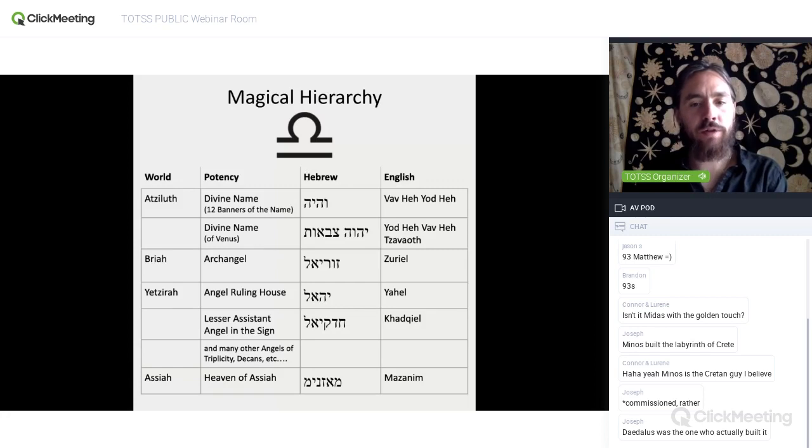Then we have the Archangel of Libra, which is Zuriel. Then the angel ruling Libra, Yahel. And then the lesser assistant angel in the sign, which is Kadkiel. Then we also have the Heaven of Messiah, which is just the Hebrew name for the constellation Libra, and that of Mazanim.